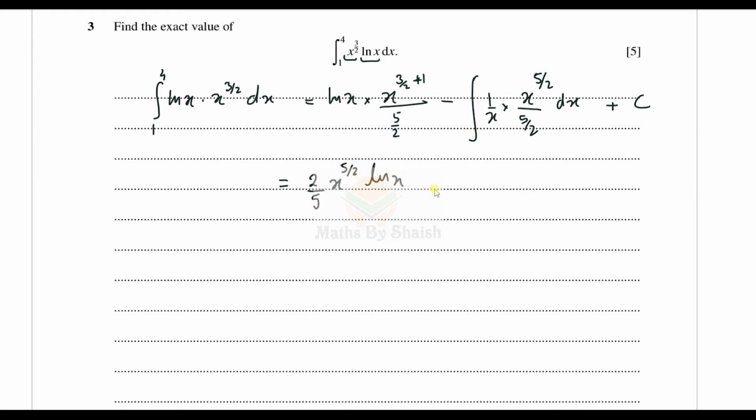It can be written as 2 over 5 x to the power 5 over 2 ln x, minus, if we solve it, we'll get 2 over 5 times x to the power 3 by 2, whose integration is going to be x to the power 5 by 2 upon 5 by 2, which can be simplified and written as 2 over 5 x to the power 5 over 2 ln x minus 4 over 25, I multiplied it here, into x to the power 5 by 2. And sorry, actually this is the definite integral, so no need of this c.